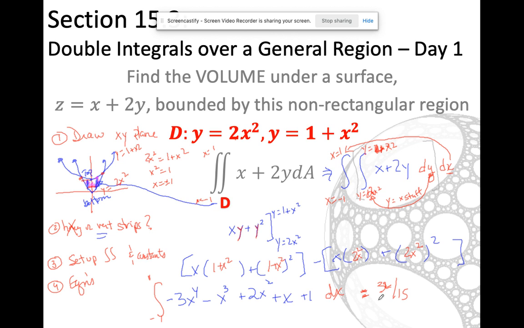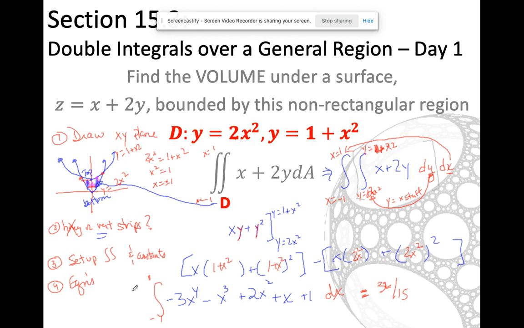I mostly care, can you set it up correctly? Can you make good decisions about how to set it up? And maybe, can you get down to the Calc 1 part?